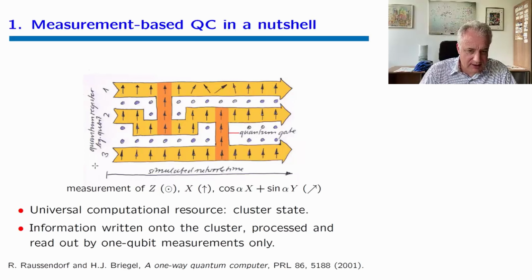First, regarding the state, the cluster state, which we have yet to define, is a universal resource. So that's a non-trivial thing. Is there at all a quantum state that allows such a scheme of computation? And there is. And the cluster state is one of the universal resources that have been figured out. And so once you have that, again, no unitary evolution is taking place. Information is written onto that cluster, processed and read out by the one qubit measurements only. It's the only physical operation that happens. So this is measurement-based quantum computation in a nutshell.